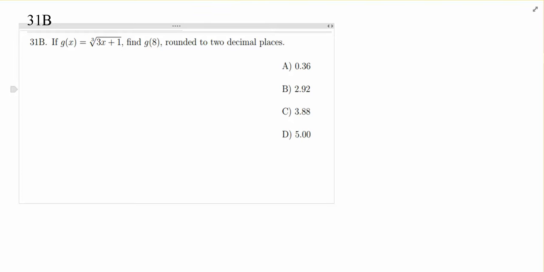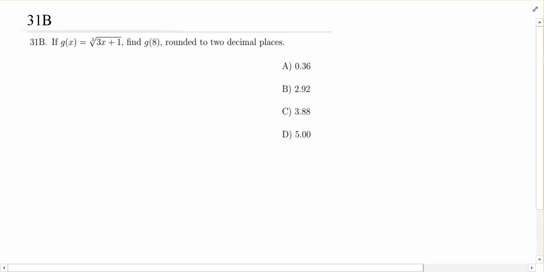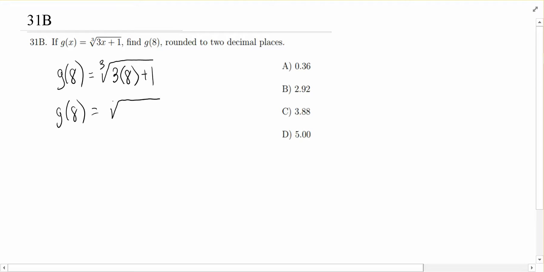Now, this particular problem should not be an overly complicated problem, but I just want to give you some strategies in case you forgot how to do a cube root in your calculator. So this problem should be very straightforward. When you're asked for g of 8, it just means to plug 8 in for the x value. And so this problem is asking us to take the cube root of 24 plus 1, which is the cube root of 25.